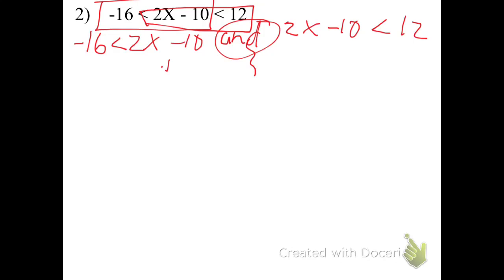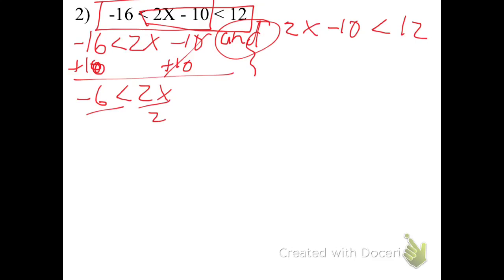So left side, let's get rid of the 10 on the right side, because I'm choosing the right side for my variable, because it's already there. Left side, negative 6 plus 10, that should be a 10, is less than 2x, because there's no more 10. We need to get rid of the 2, so divide by 2. Now we've got negative 3 is less than x.